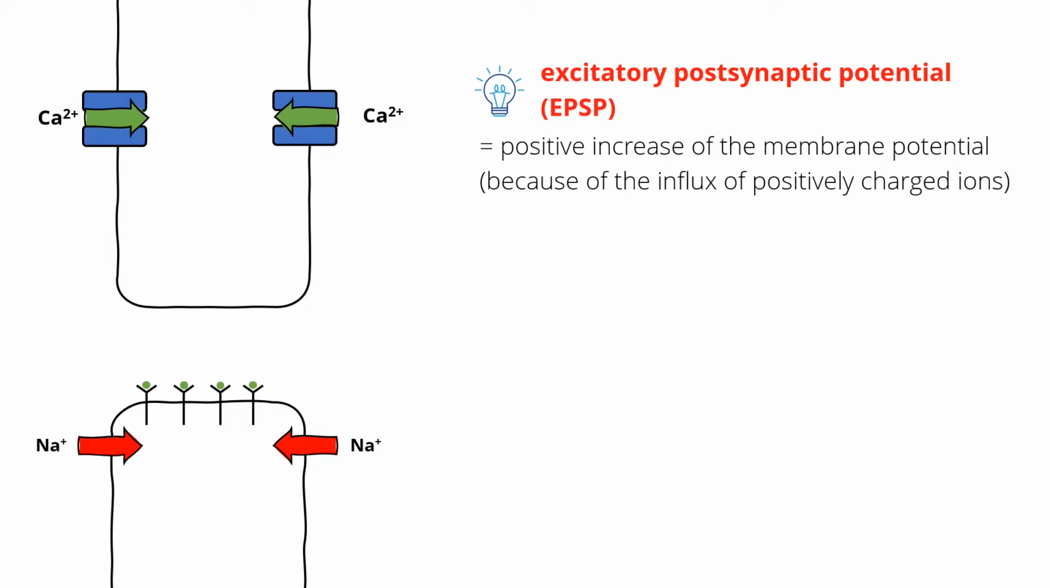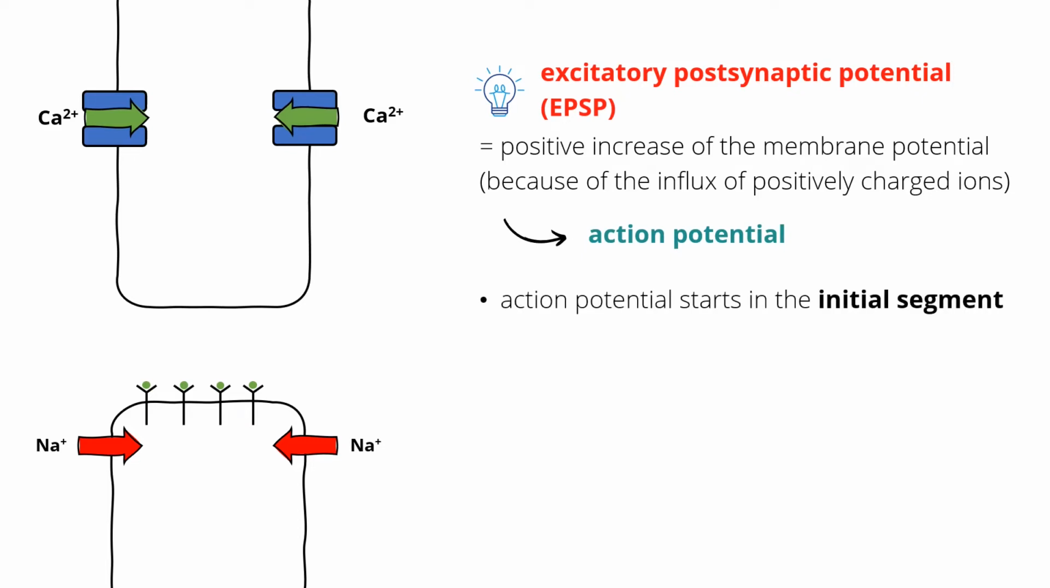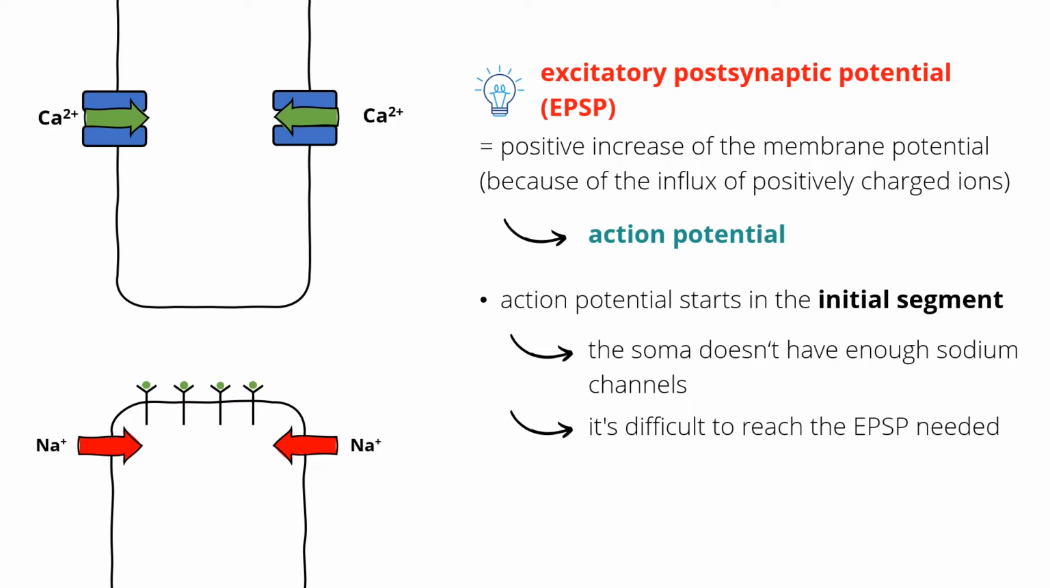When it does rise high enough, an action potential is initiated, and it begins in the initial segment of the axon because the soma doesn't have enough sodium channels in its membrane, and it is then very difficult to reach the excitatory postsynaptic potential. But the initial segment has these much more.